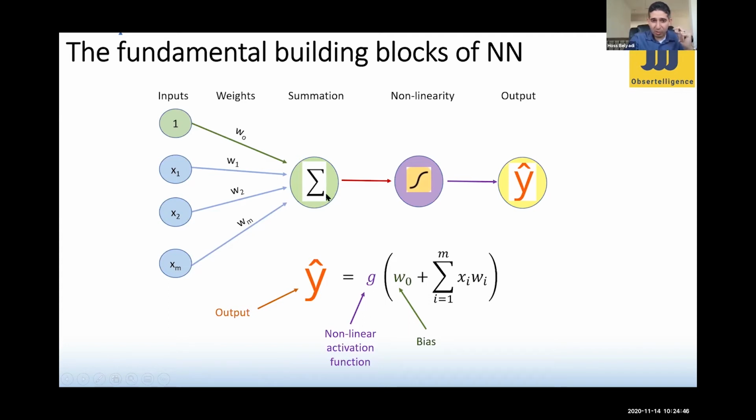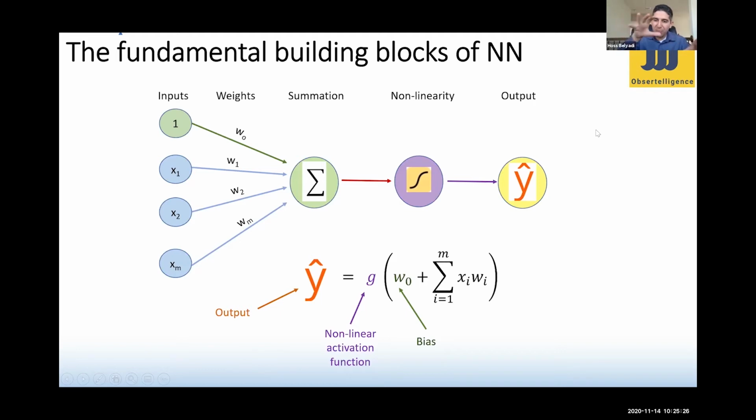So you have your X1, X2, XM, you have weight 1, weight 2, and weight M, right? And then you sum it up, you add a bias, and then you apply a nonlinear activation function, okay? And we're going to talk about different types of nonlinear activation functions. And then that's it, and you get your output. So your Y hat is your output. This symbol here is your nonlinearity or your nonlinear activation function. This is your summation. And then these are your weights. And this is your inputs.